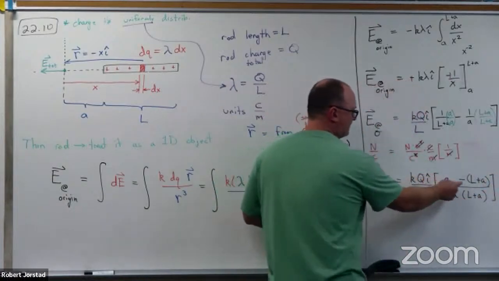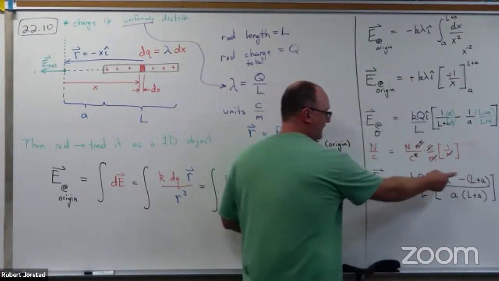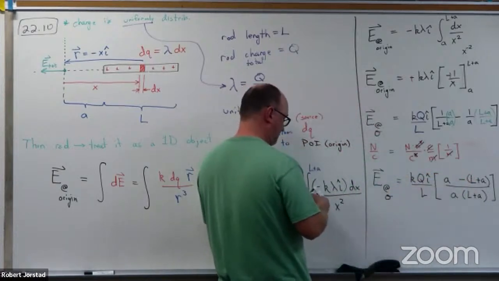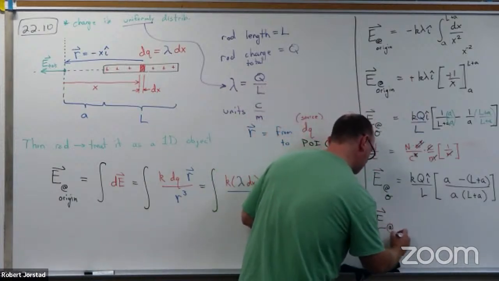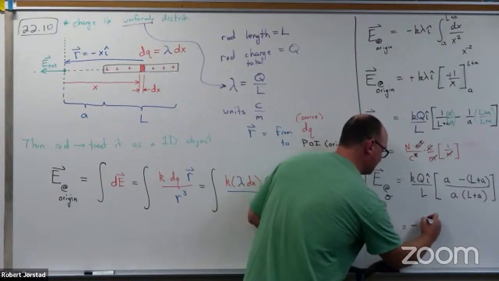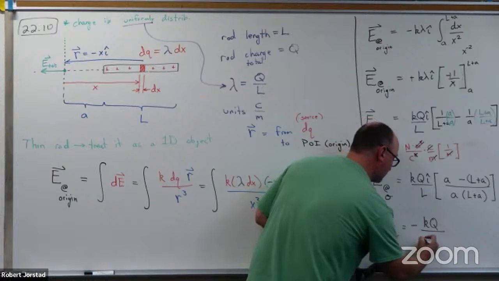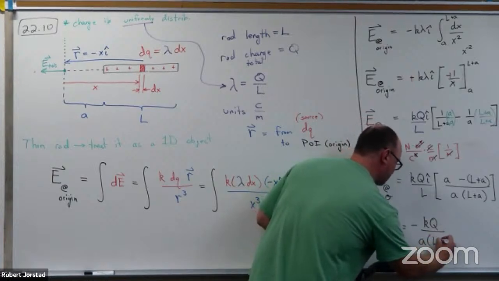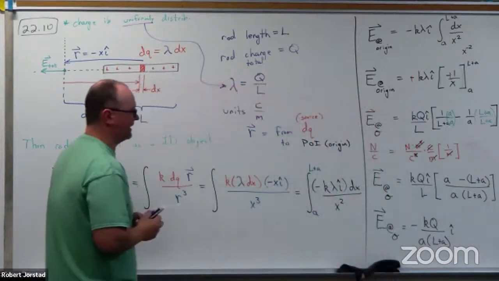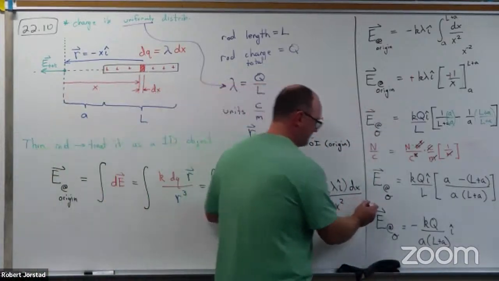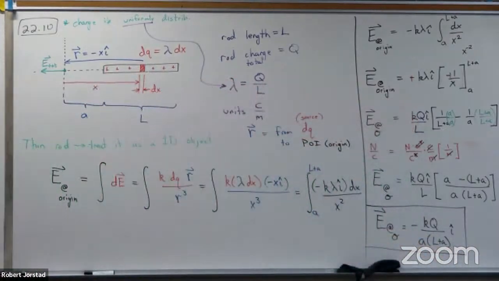Notice A minus A will drop out. We'll get a negative L on top. The negative L will cancel this L, but we'll keep the minus sign. So I believe we get negative K Q all over A times L plus A I hat. We get a result in the negative I hat. And that's a better way of writing it.